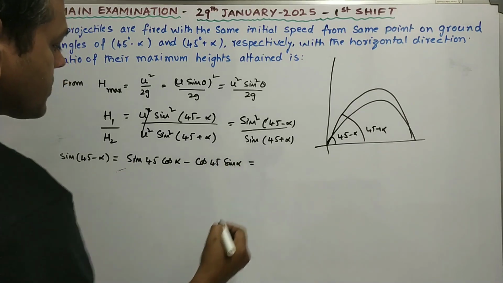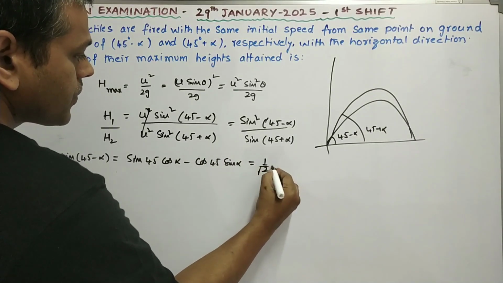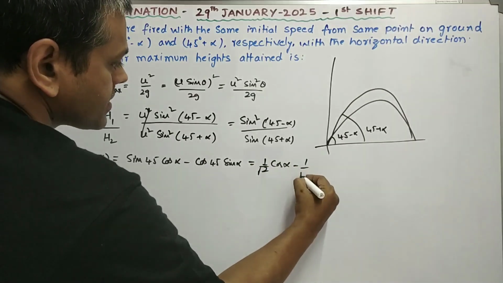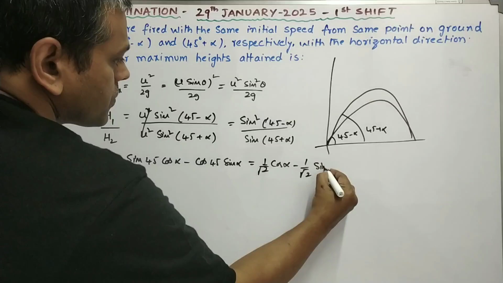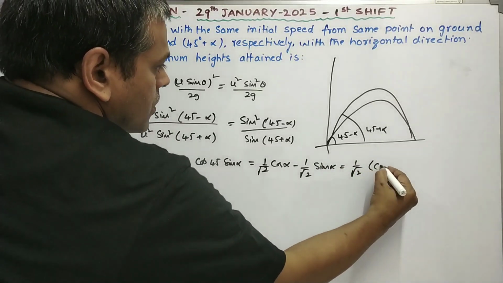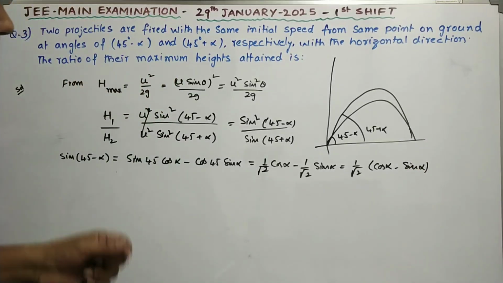Okay, so what is the value? Sin 45 is equal to what? 1 by root 2. So 1 by root 2 into cos alpha minus cos 45, which is also 1 by root 2, into sin alpha. So we may write 1 by root 2 into (cos alpha minus sin alpha), isn't it?